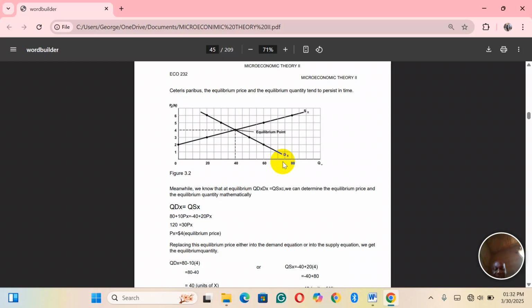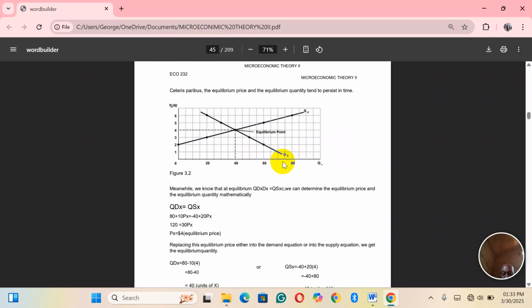Starting from where we stopped the last time, we were able to find the equilibrium, where quantity demanded is equal to quantity supplied. So 80 minus 10 times the price of x is equal to minus 40 plus 20 times the price of x. Collecting the like terms, 120 is equal to 30 times the price of x. So the price of x is equal to 4, the equilibrium price.